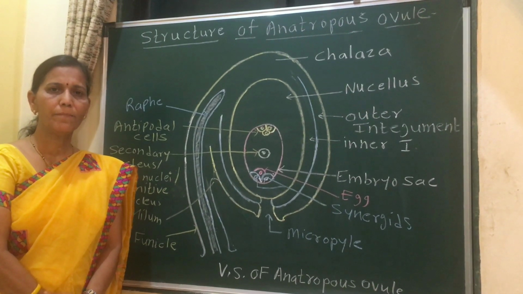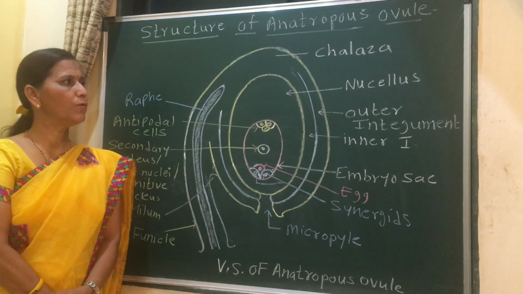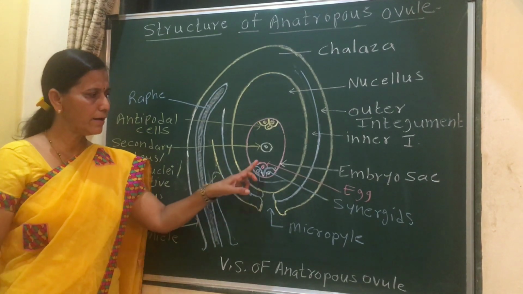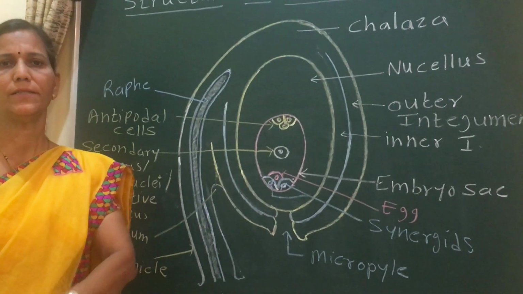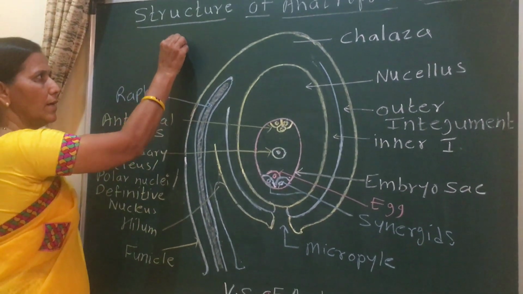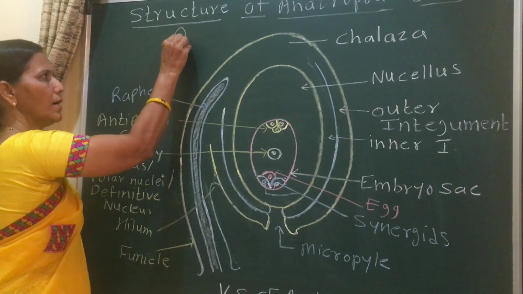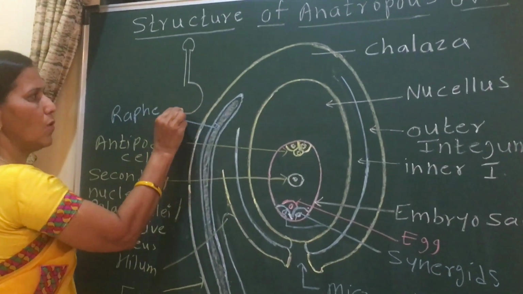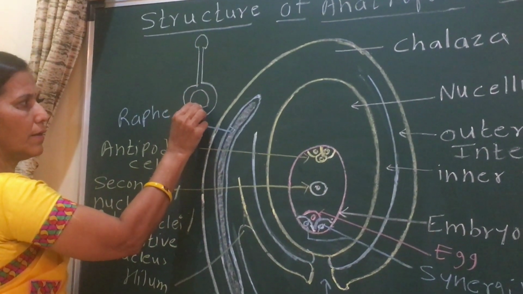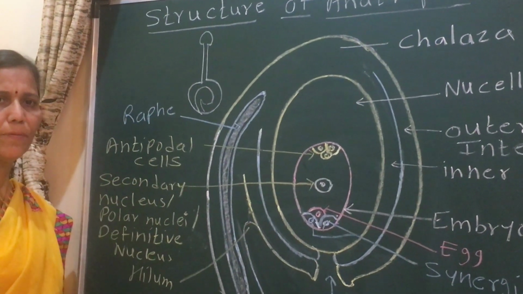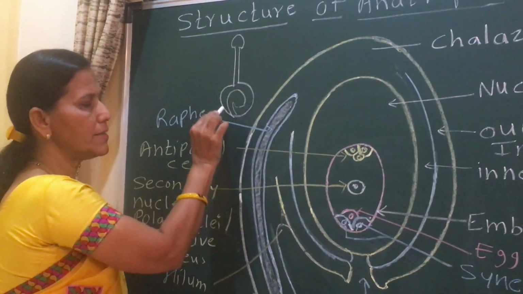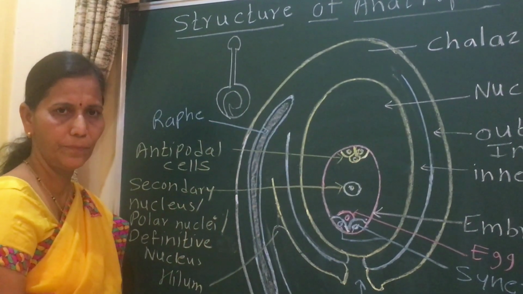Anatropous ovule. First, I will explain what is ovule. Ovule is an egg containing body which is present inside the ovary. First, remember this definition. This is stigma, style, and this is ovary. In this ovary, these ovules are present. First definition, egg containing body present inside the ovary, it is called as ovule.